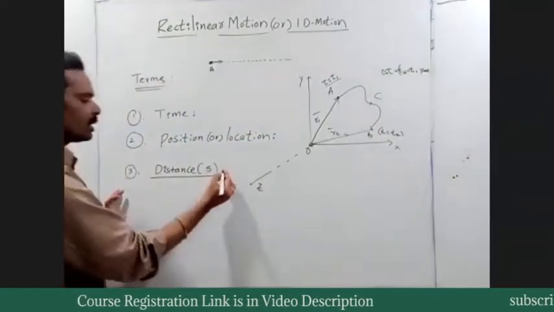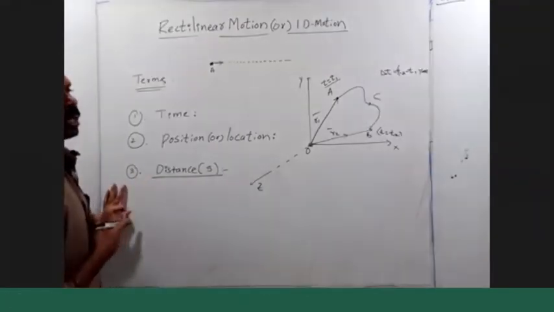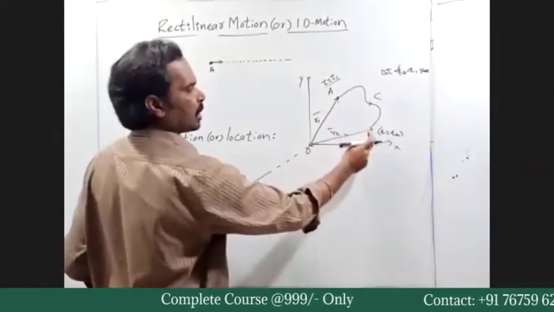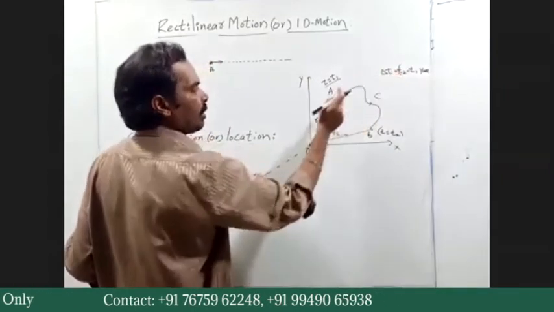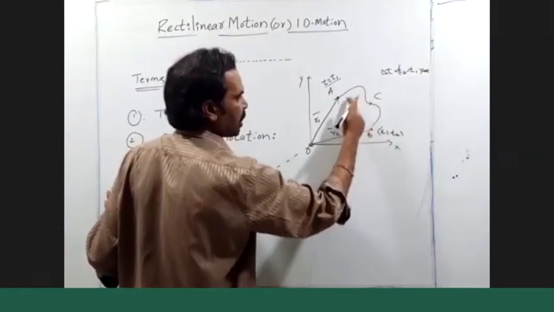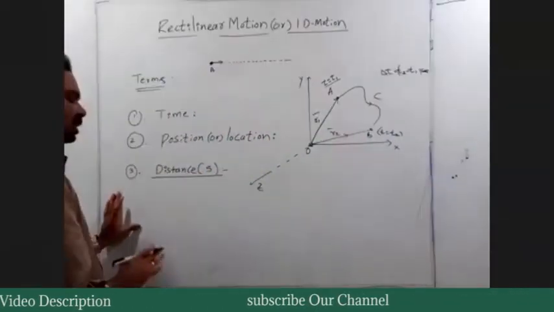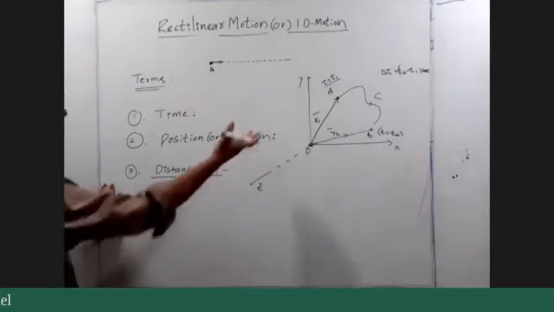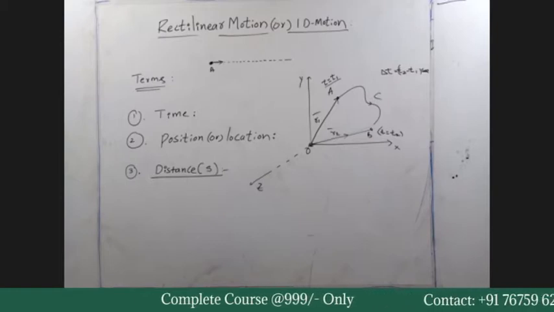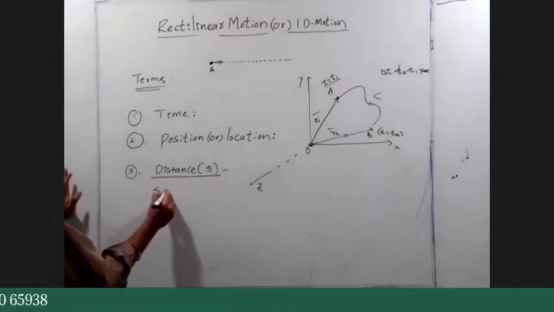Distance is defined as the actual path length traveled by the particle between the two points in a given time interval. In this case, in the delta t time interval, the particle goes from A to B along this path. So the actual path length of this ACB is called the distance. Simply, we represent it with the quantity S.